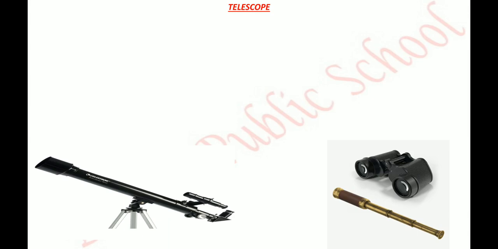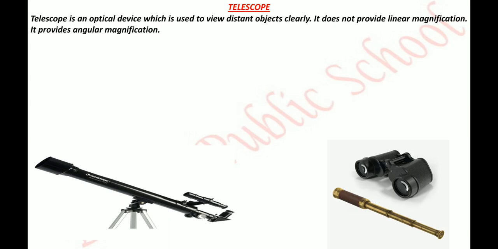So what is a telescope if we define it? The telescope is an optical device which is used to view distant objects clearly. It does not provide linear magnification, it provides angular magnification. It is a very important point because the objects which are very far away from us are already very big in size. But when we see them without any optical device, they subtend a very small angle to our eyes.